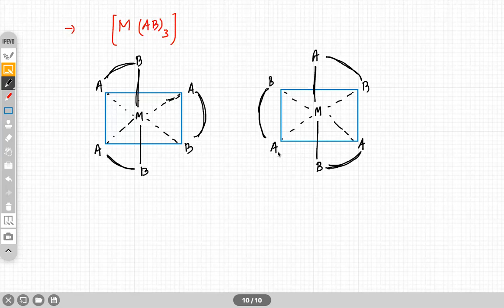Because we are talking about geometrical isomerism. So mirror image, we are not considering. See here, it's very simple and clear. You can understand this. Look at the relative position of all A here. We have these two at 90, these two at 90, but this is at 180, right? In this one, you see all A placed at 90 degree.